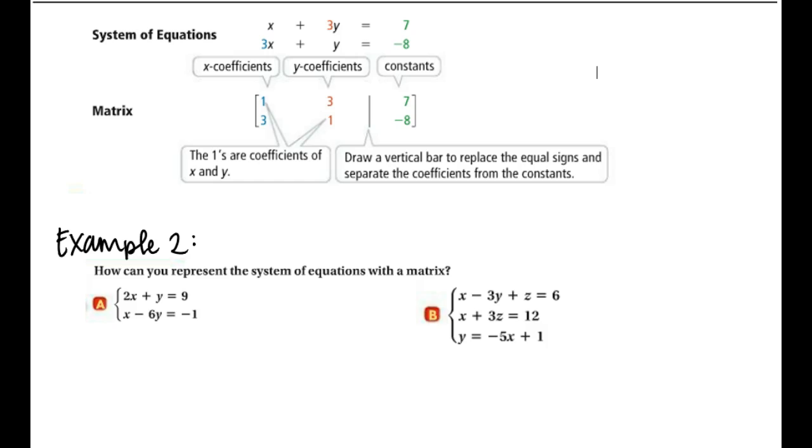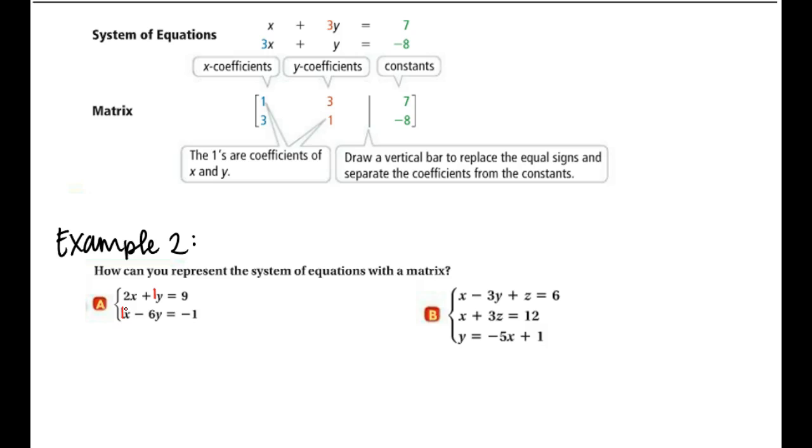In example 2, we're given two different systems of equations. Part A only has 2 linear equations and Part B has 3 linear equations. We're going to learn how to take these systems and put them into matrix form. So you can see in part A that we have the system 2x plus y equals 9 and x minus 6y equals negative 1. Before I turn this into matrix form, I'm going to put a 1 in front of the two variables that do not have a coefficient listed. As we talked about before, we are multiplying by a 1.